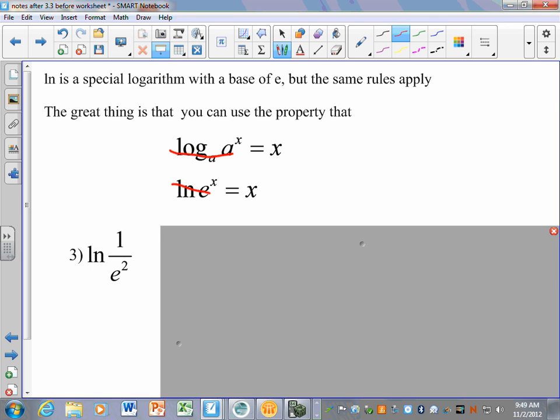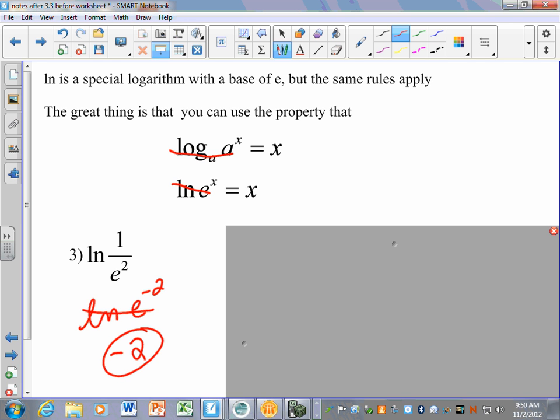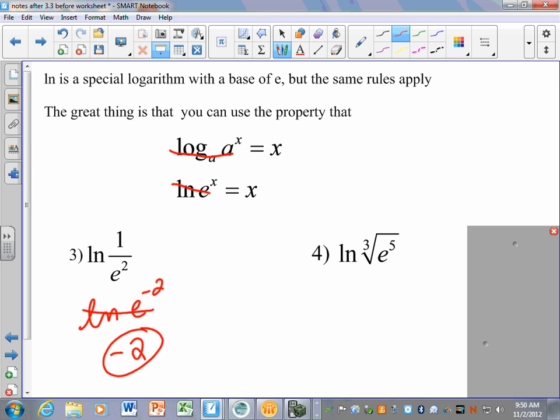So let's look at a couple of those. So when I see ln of 1 over e squared, I want to write that as ln of e to some power. So it's, again, all those exponent rules. What can I do to 1 over e squared to make it just e to a power and not a fraction anymore? Make it negative. So this will be the same as saying ln of e to the negative 2. And on all of these problems, if you can write it as ln of e to something, ln of e cancels each other out, and your answer is negative 2. And so I don't do as much work on these as I do on the other log problems. So try this one.